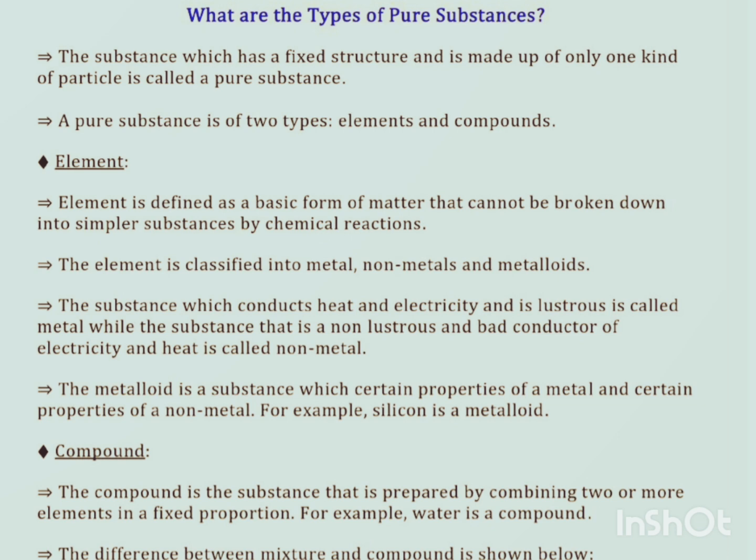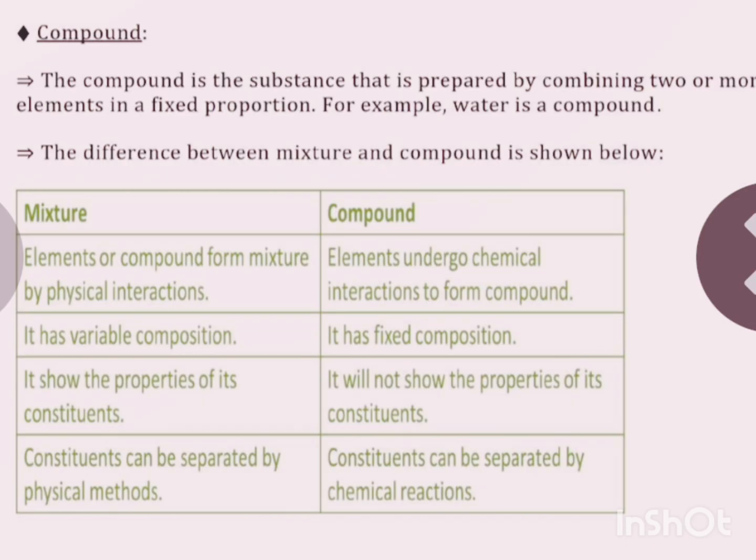Next we have compound. A compound is a substance that is prepared by combining two or more elements in a fixed proportion. Example, water is a compound. See, elements are the pure form of substances and will not be broken down. They will be in the same form as they are. But compounds are made up of two or more elements in a fixed proportion. Like water. Water is made up of H2O, that is two atoms of hydrogen and one atom of oxygen, in a fixed proportion.